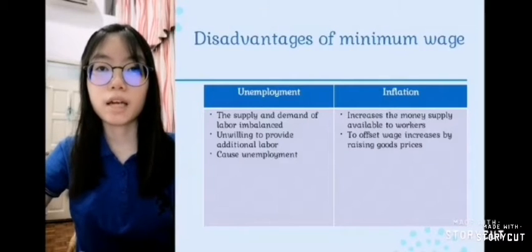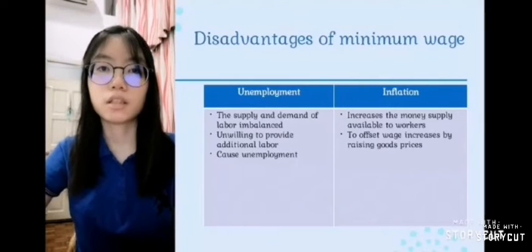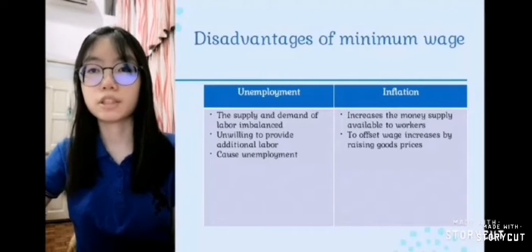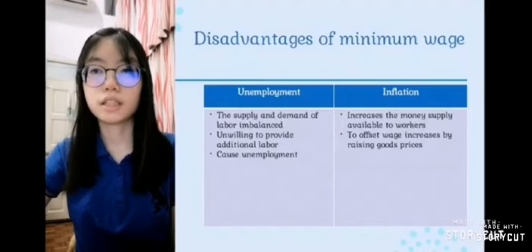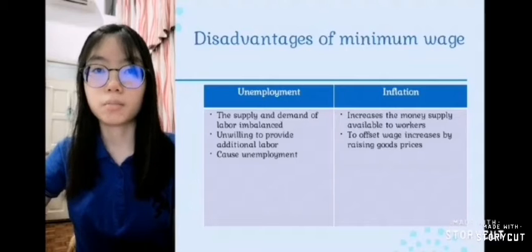Inflation. The minimum wage may cause inflation of prices because it increases the money supply available to workers. The company will try to increase goods prices because the minimum wage increases the supply of disposable money. Since workers have more money to spend, companies use this situation to offset wage increases by raising goods prices. This makes workers lose their wages due to inflation. Because market prices have risen, they need more money to buy the same amount of goods.